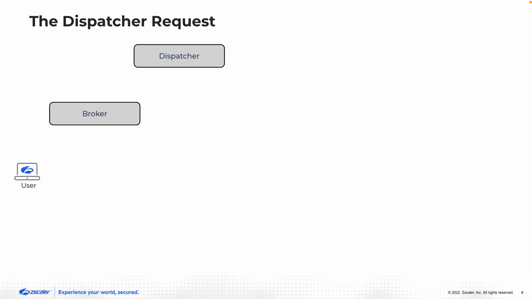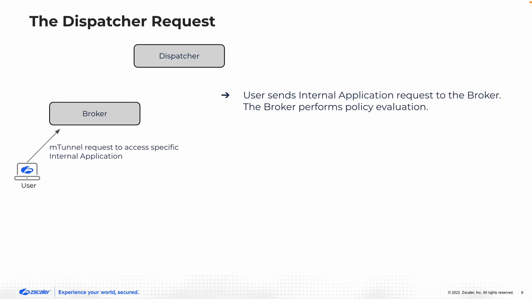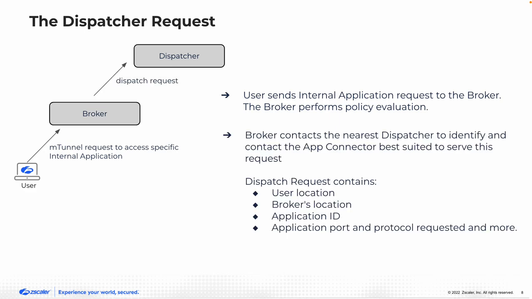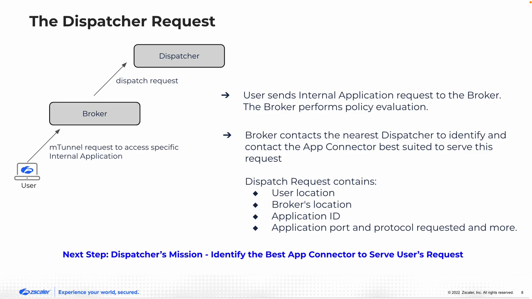Every broker has a preferred dispatcher, the one that is geographically closest according to the coordinates assigned in ZPA's backend configuration. When a user sends a request to access an app, the broker sends a dispatcher request which contains the location of the user as reported by the ZCC, broker location, application ID, port, and protocol requested. In the next step, we'll see how we identify the best app connector suited for the user request.